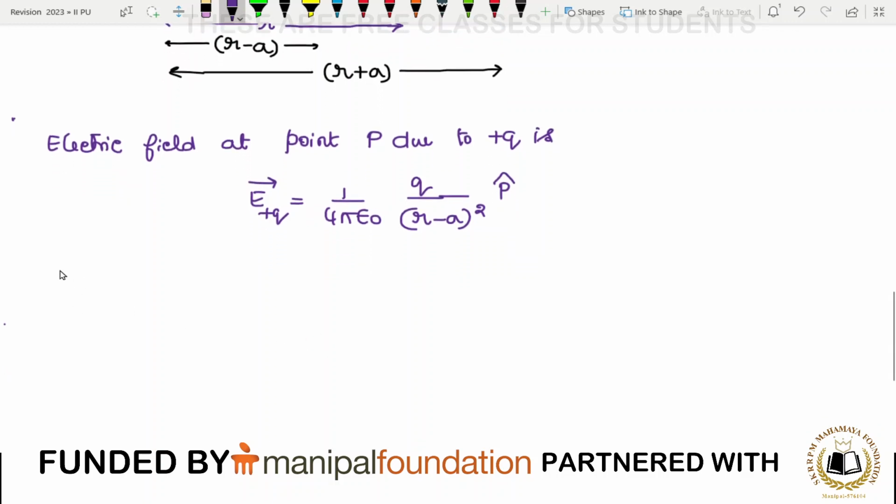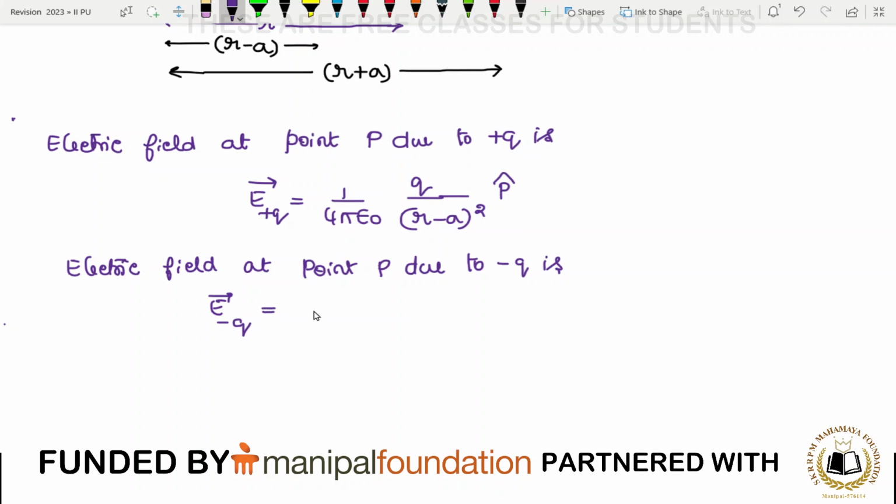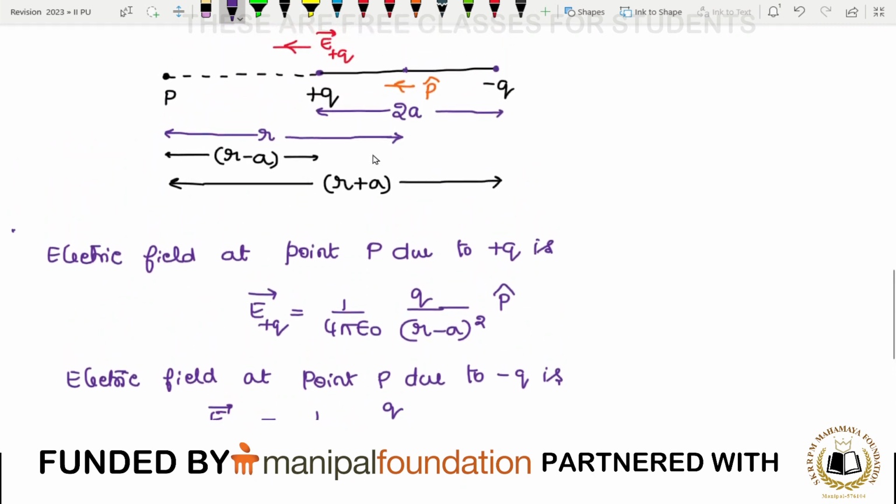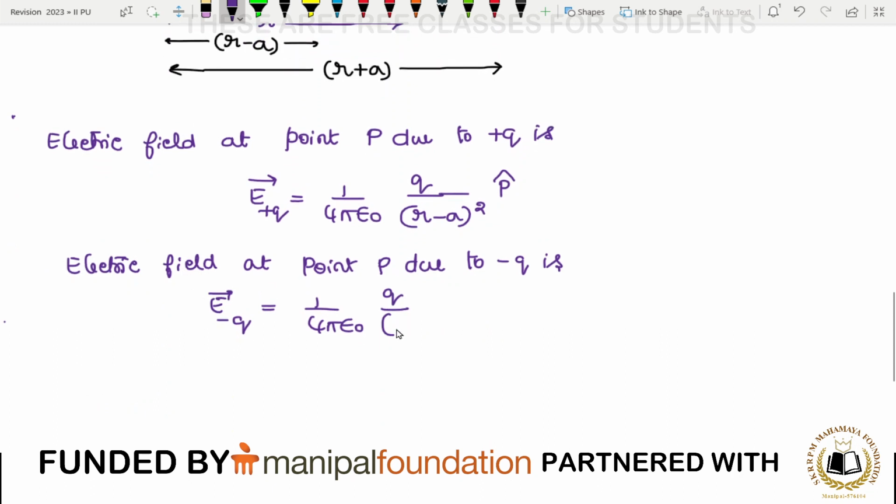Okay. So next I'll write here electric field at P, same point. So electric field at point P due to minus Q is. So the formula I will write, E minus Q equal to 1 by 4 pi epsilon naught. Charge is negative, but no need to substitute the minus sign, you only write the magnitude. And what is the distance here from negative charge to the point P? The distance here is how much? R plus A. So I'll write here R plus A whole square.